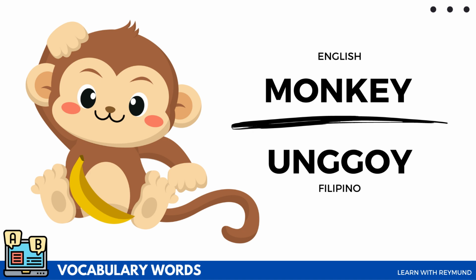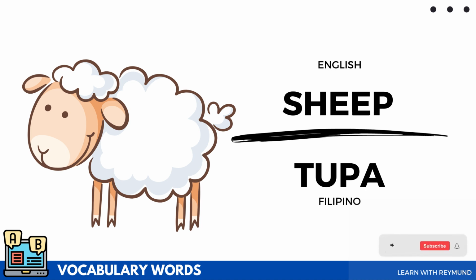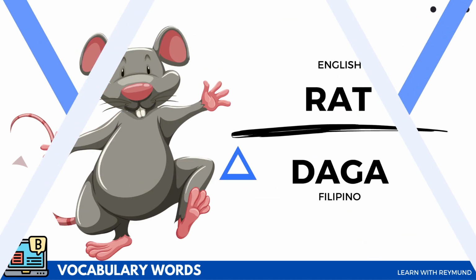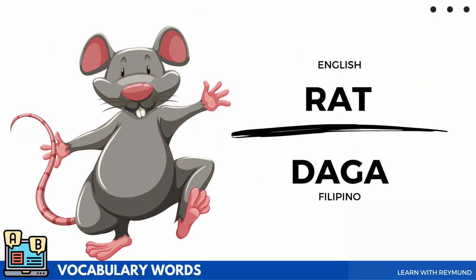Monkey, onggoy. In English, it's a sheep, and in Filipino, it's a tupa. Sheep, tupa. In English, it's a bat, and in Filipino, it's a paniki. Bat, paniki. In English, it's a rat, and in Filipino, it's a daga.